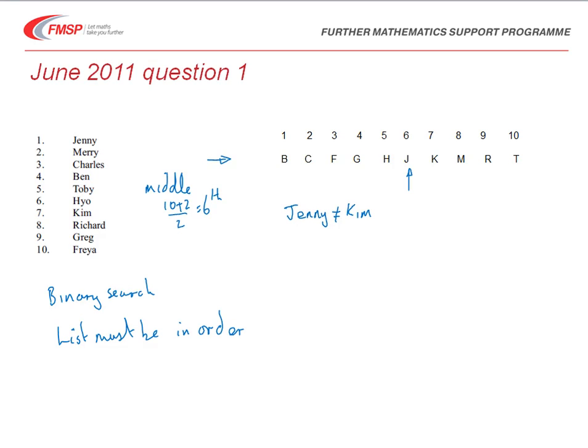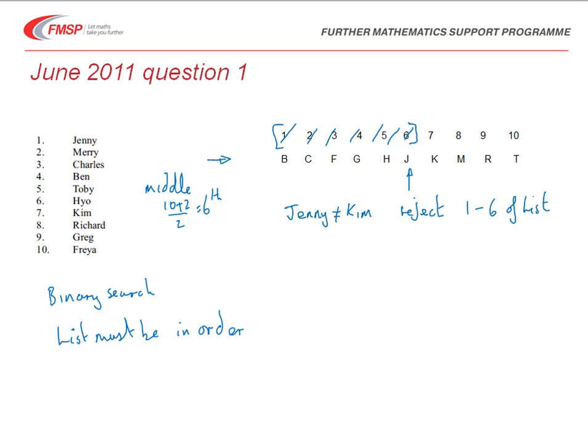And if Kim exists in the list, it would be in the second part. So we reject the left-hand side, the values of 1 to 6 of the list. Now what we've done then, after that first one, is reduce the size of the list from 10 down to 4, less than half in fact.